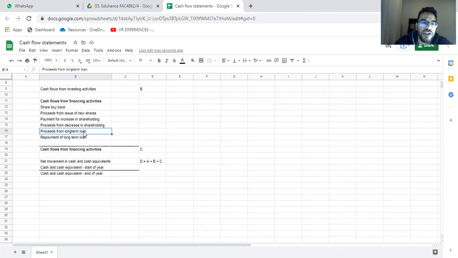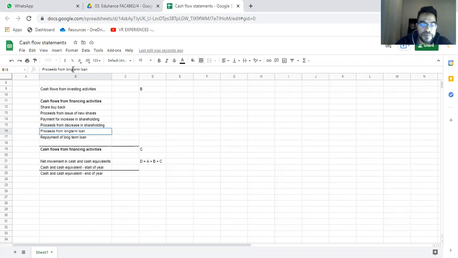It's a requirement that you separately disclose the money you made, the proceeds you received from loans, and the money you paid as a result of loans. Okay, so any repayment of a loan and any proceeds of a loan must be shown separately. So they're generally not gonna give you both. So you're gonna have to work out the other number.